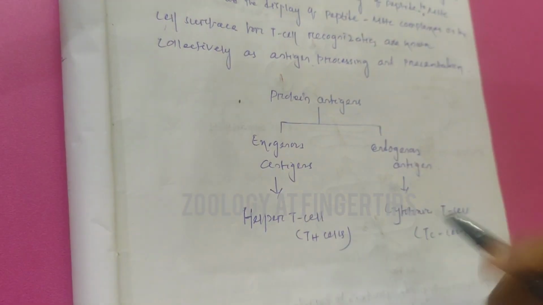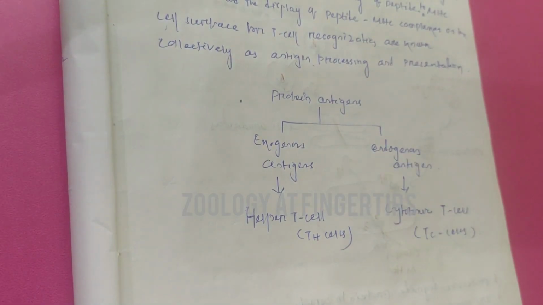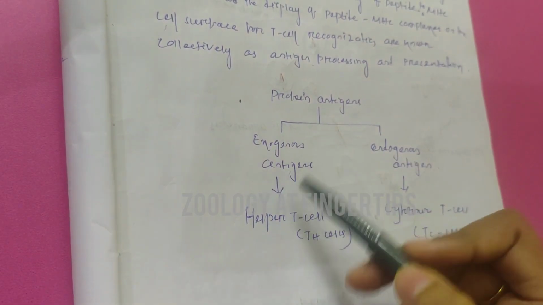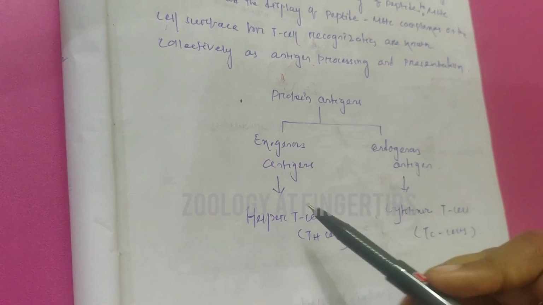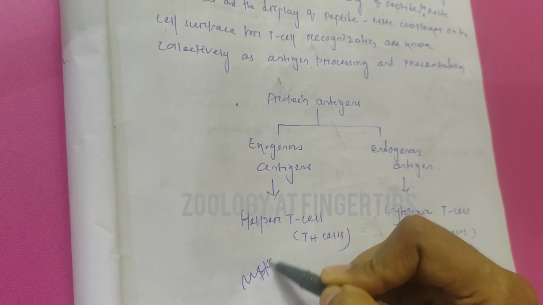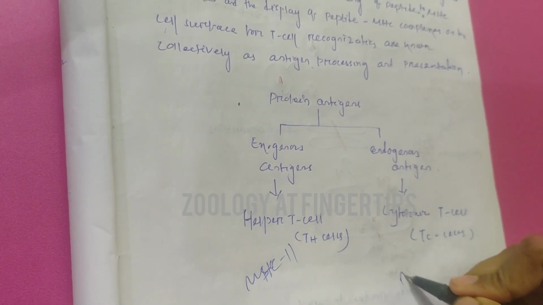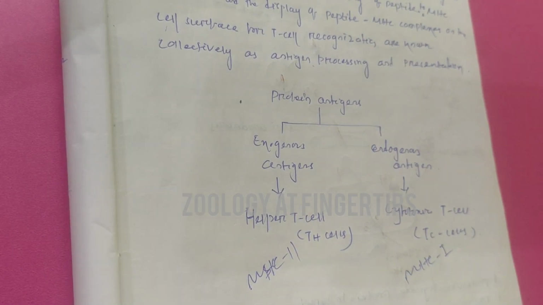Actually, there are two types of protein antigen. One is exogenous, another one is endogenous. Exogenous antigen is recognized by helper T cell, and endogenous antigen is recognized by cytotoxic T cell. Exogenous antigen binds to MHC class 2 and endogenous antigen to MHC class 1 molecule. And the processing and presentation of both kinds of antigen is different.